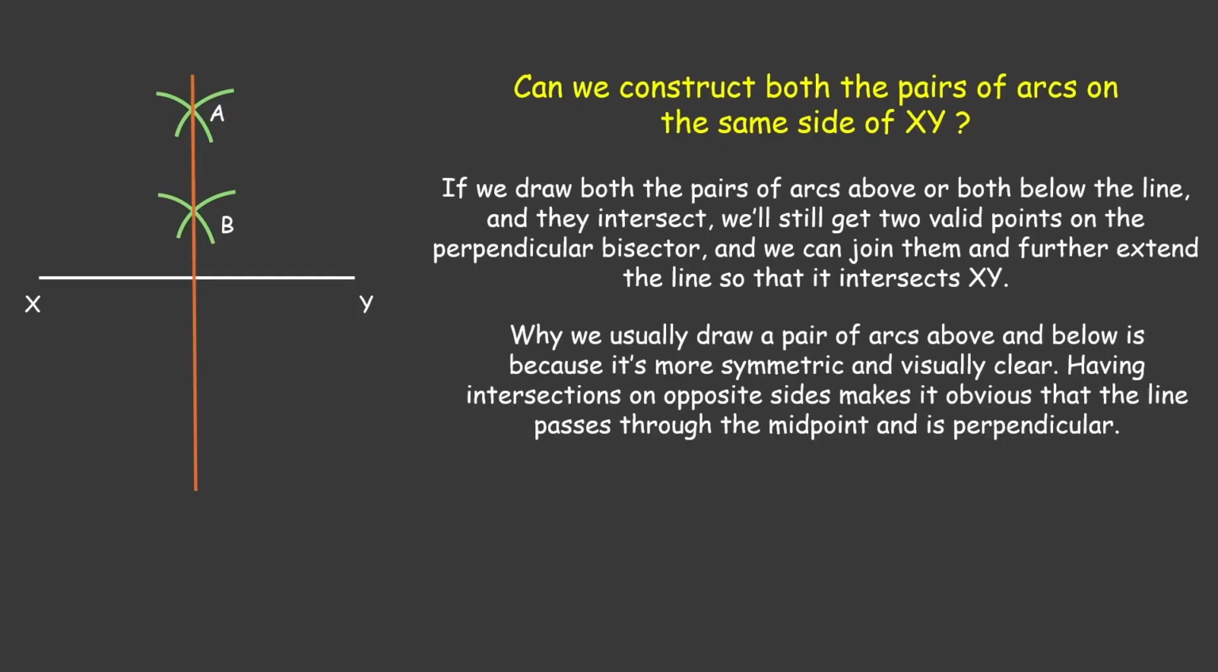Now, why we usually draw a pair of arcs above and below is because it's more symmetric and visually clear. Having intersections on opposite sides makes it obvious that this line will pass through the midpoint of XY and is perpendicular to XY. And this is why, as a practice, we draw arcs on the opposite sides of XY.